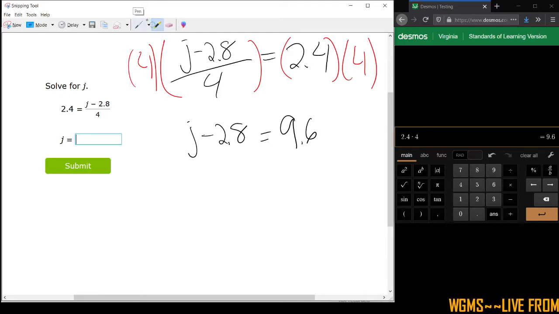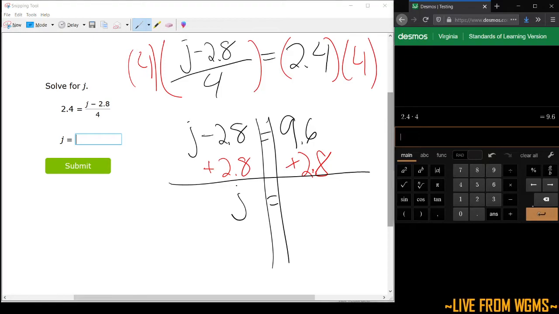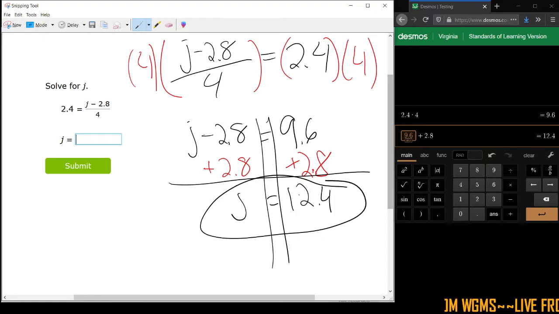Make sure you can do that one step that's remaining. So I have plus the opposite to both sides. So I have j is equal to, well, let's find out. I'll take 9.6, 2.8. Make sure there's a plus sign in the middle. And I can say this is 12.4. Always want to double check my work.